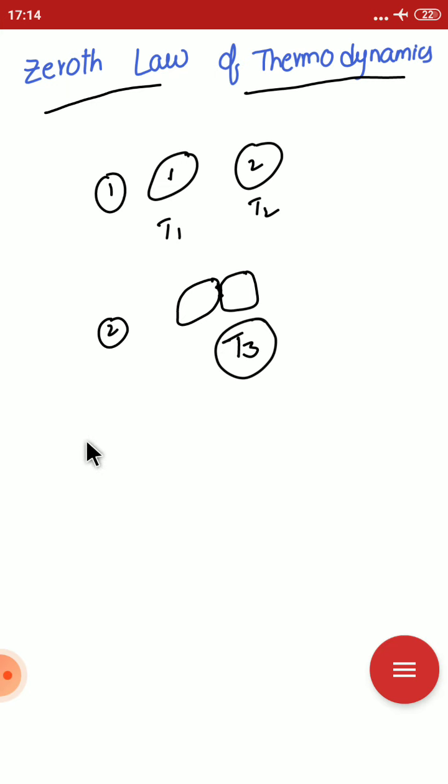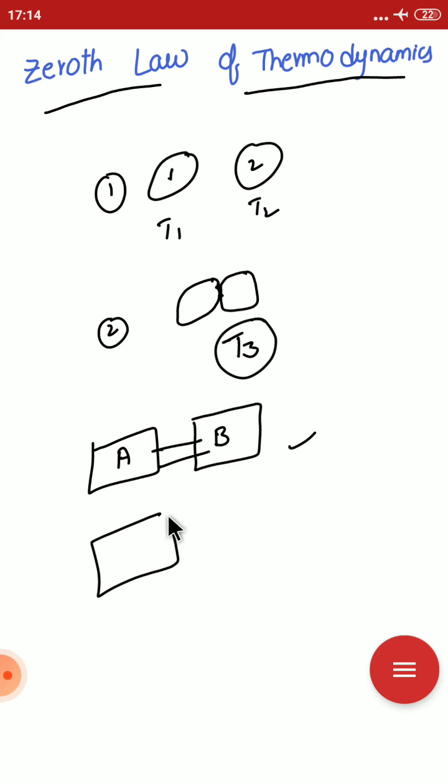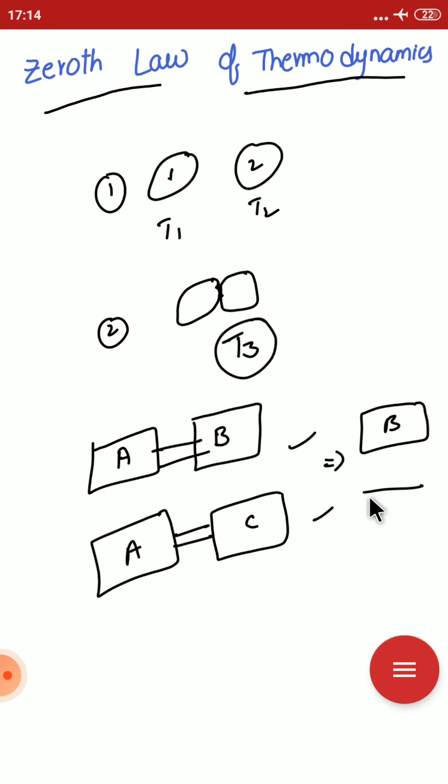If body A is in thermal equilibrium with body B, and separately body C is also in thermal equilibrium with body A, then we can say body B and body C are also in thermal equilibrium with each other. This is known as the zeroth law of thermodynamics.